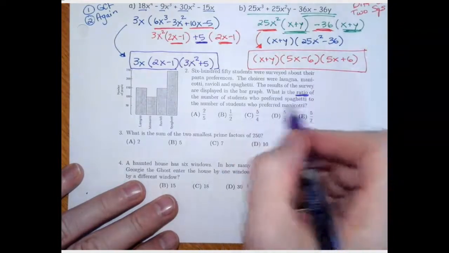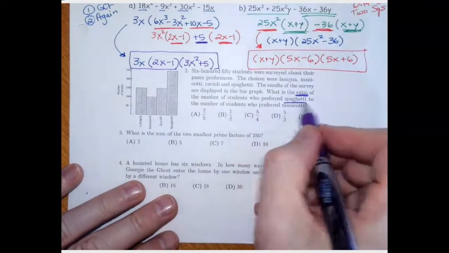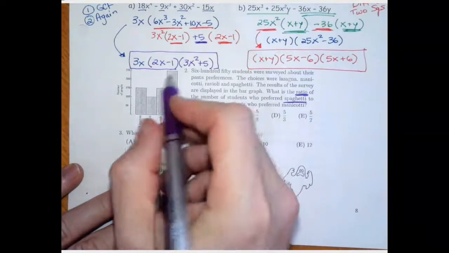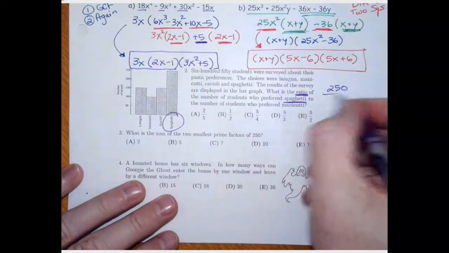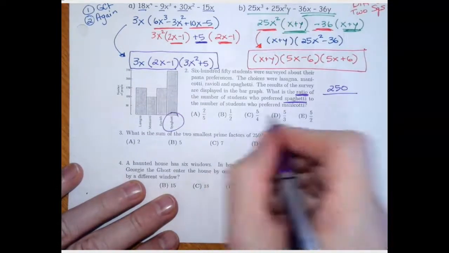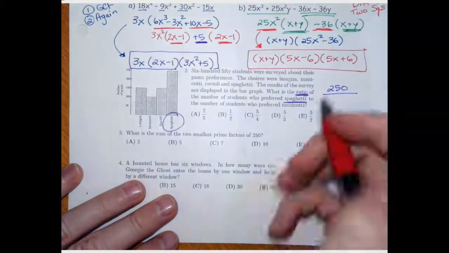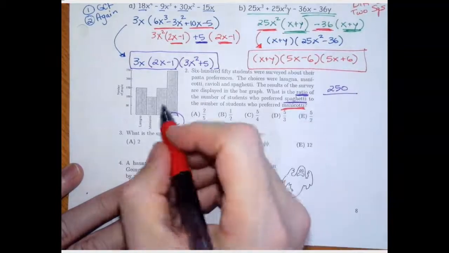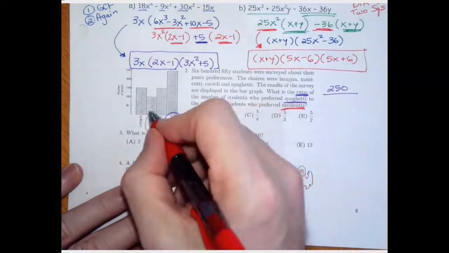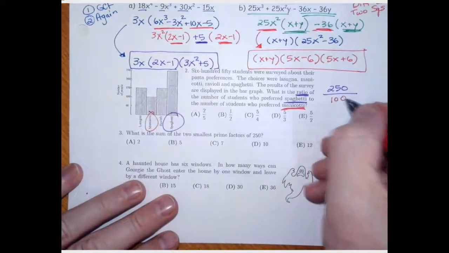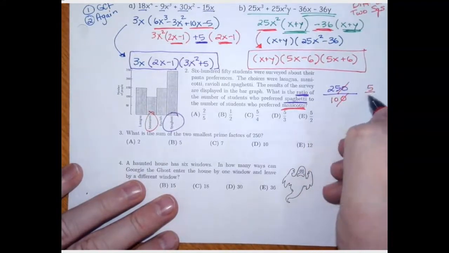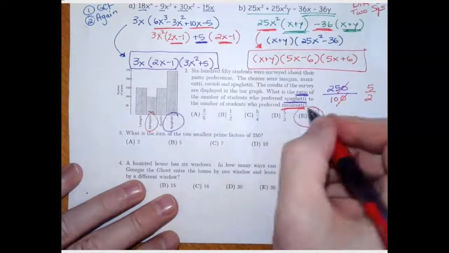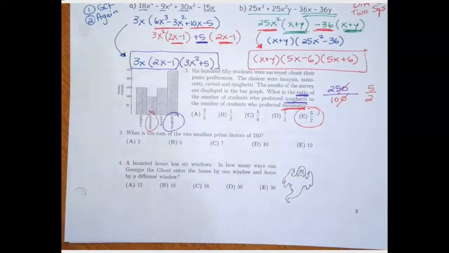So remember, what came first? The spaghetti came first. So spaghetti's right here, and that looks like 250. Spaghetti came first. And manicotti, that came second. Manicotti came second. That is over here. That's going to be 100. So those reduce there. 5 goes into both of those. And you can see that's pretty easy for a math competition.